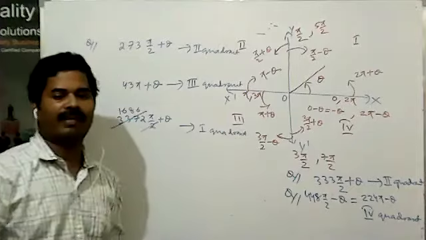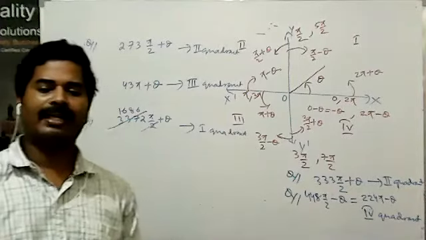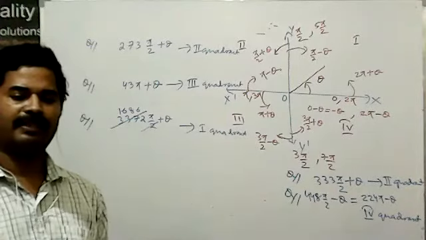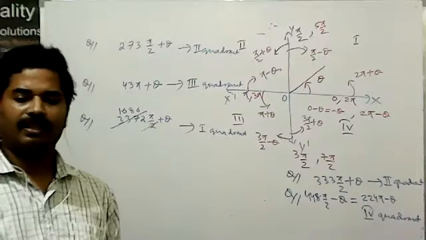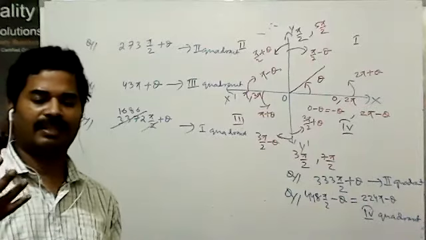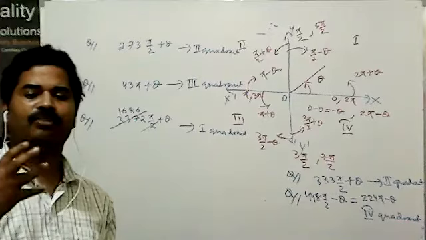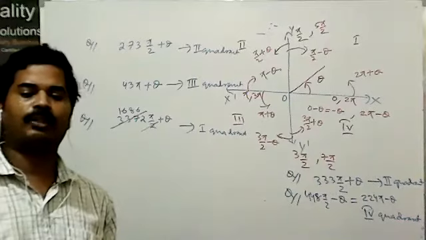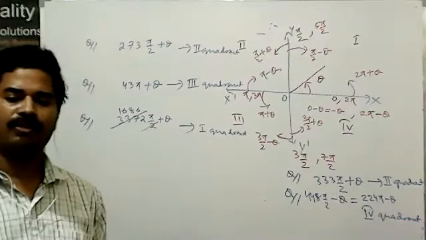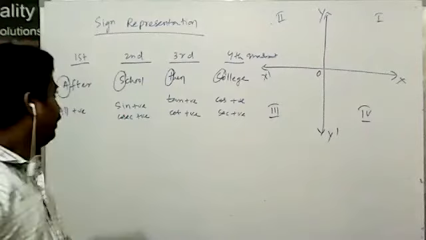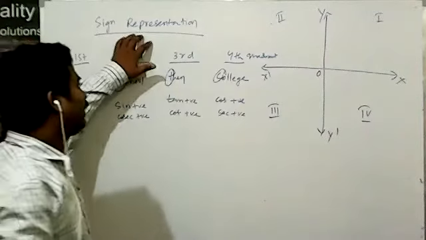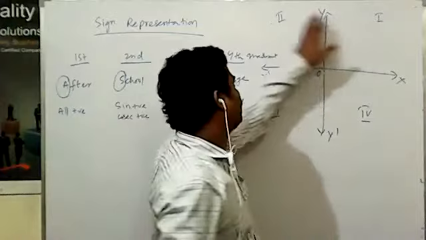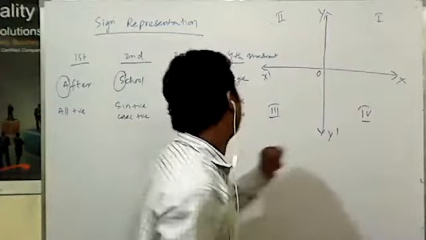So in this way we can find out the quadrant representation. Quadrant means which quadrant, in which angle, and how different angles fall in different quadrants, we will get to know. Okay, in this way you can, here that is the sign representation. This is the first quadrant, second quadrant, third quadrant, fourth quadrant.